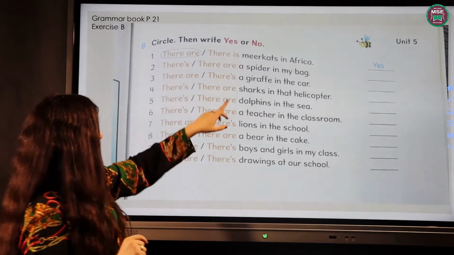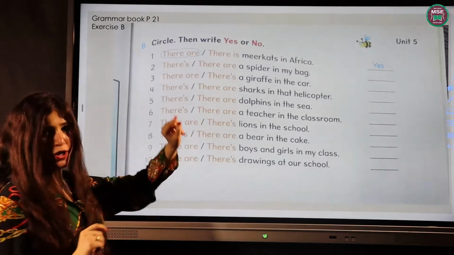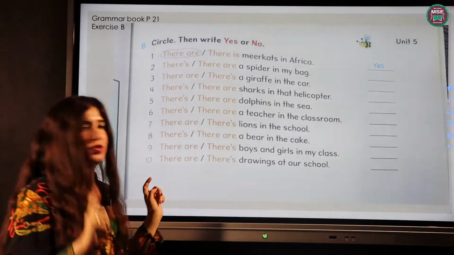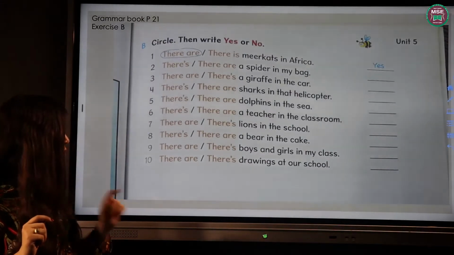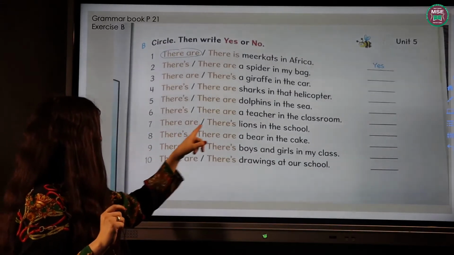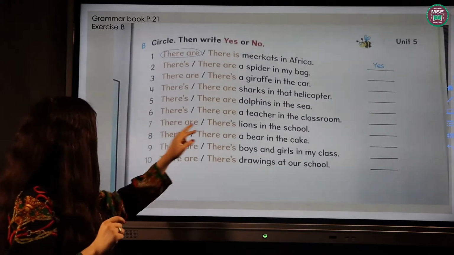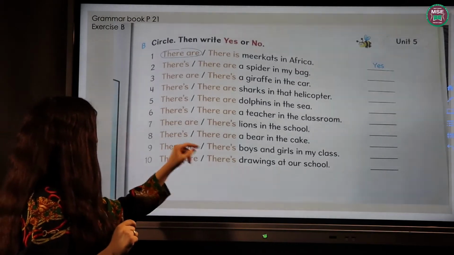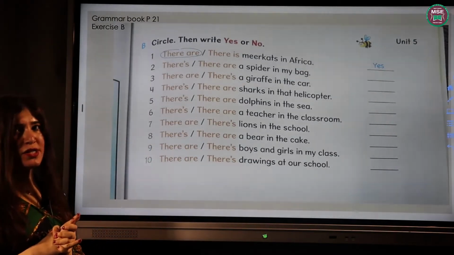There is or there are dolphins in the sea. There are. There is or there are a teacher in the classroom. One teacher. So it will be there is a teacher in the classroom. There are or there is lions in the class, in the school. So it will be there are lions in the school. There are or there is a bear in the cake. So it will be there is.